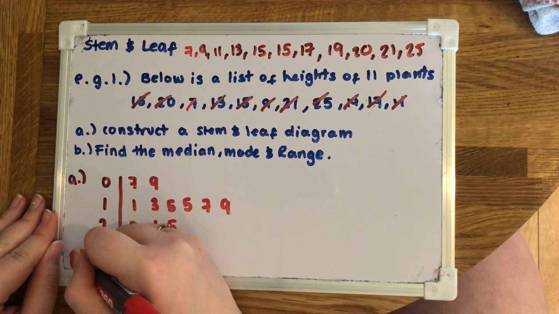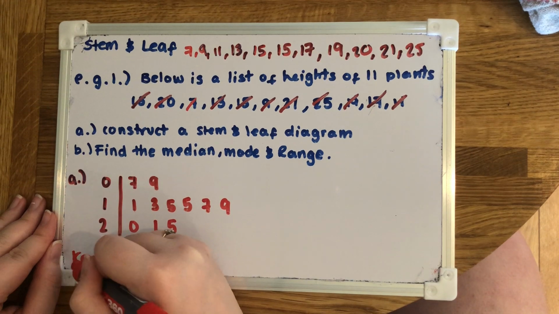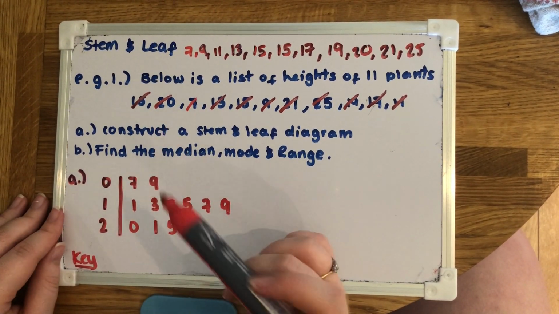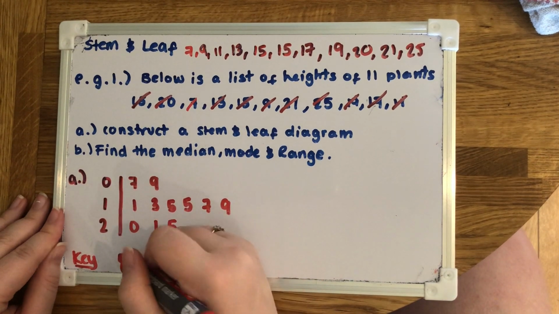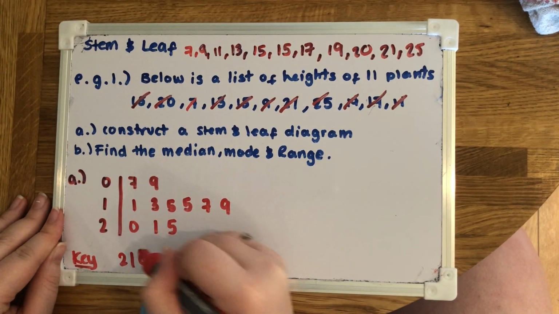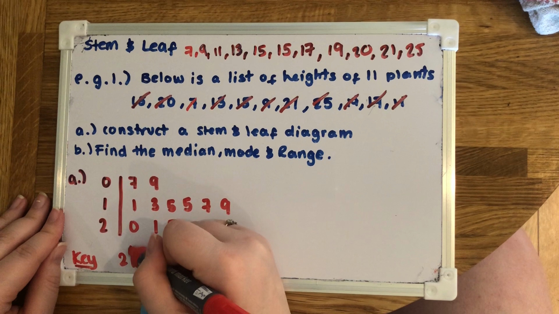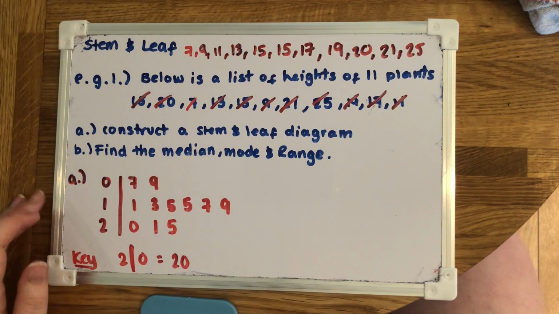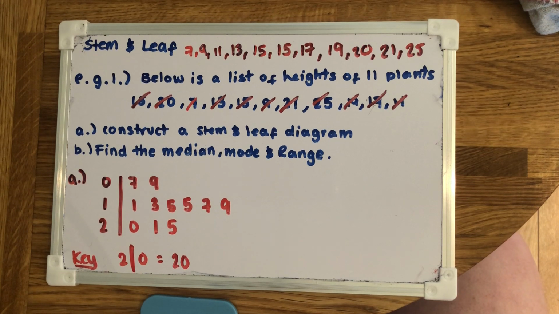Good. You do also need a key to say what it means. It doesn't matter which number you pick. I'm going to pick 20. So 2, then the line, and then the 0 is the same as 20. That won't always be the case. When we do the decimal ones, you'll see what I mean by it not always being the case.